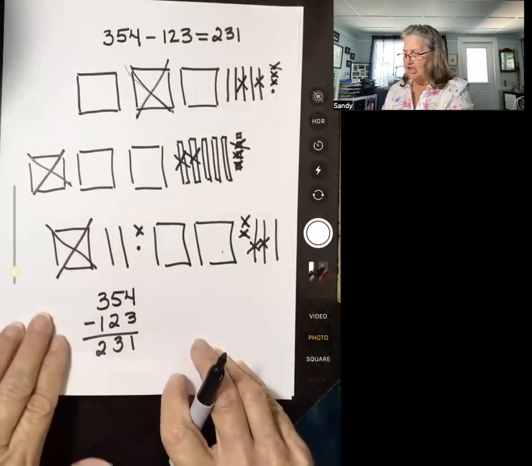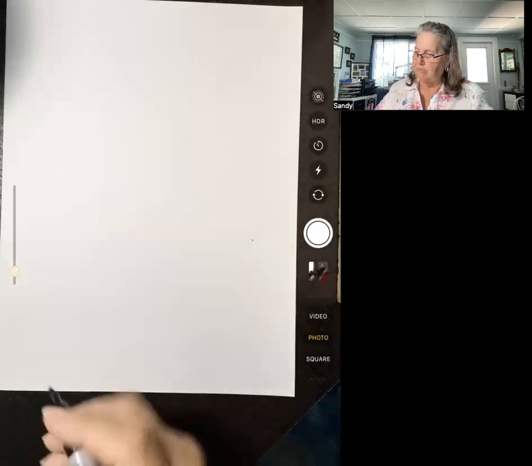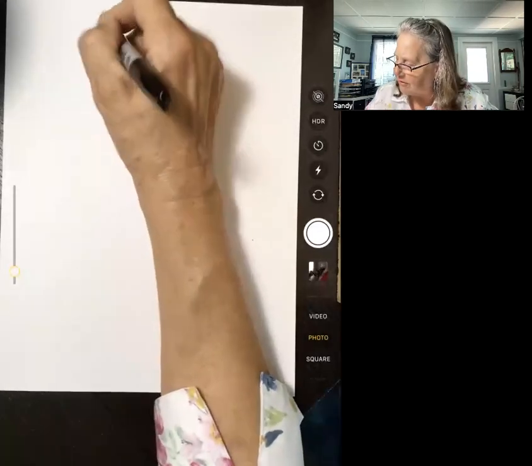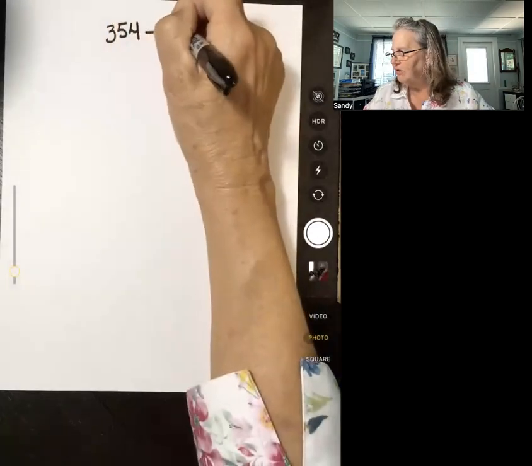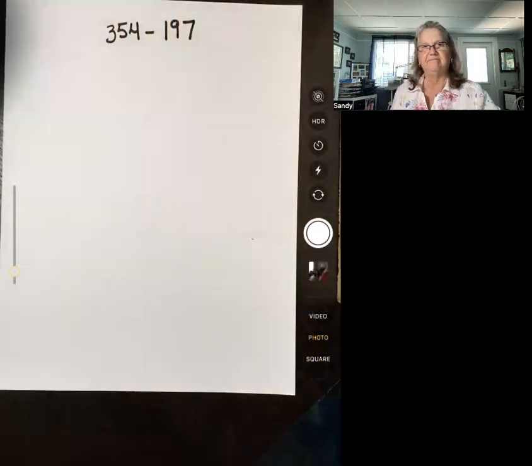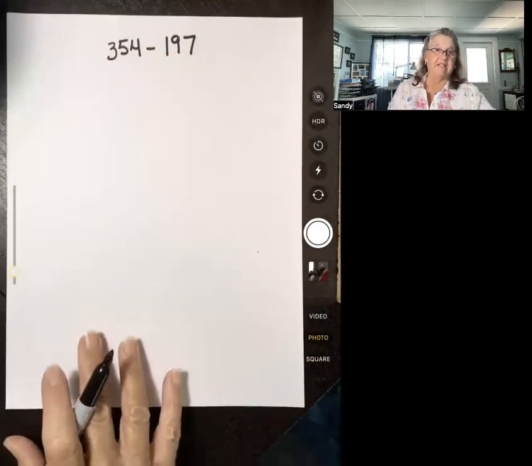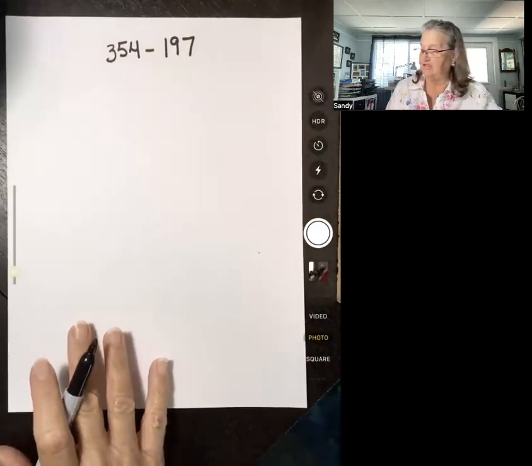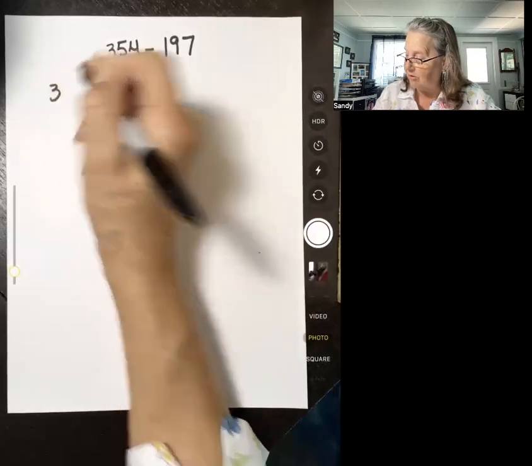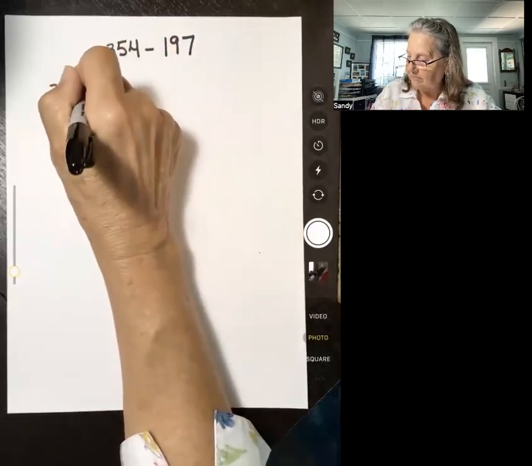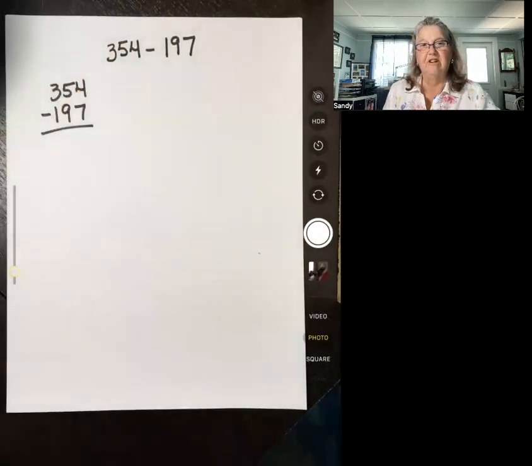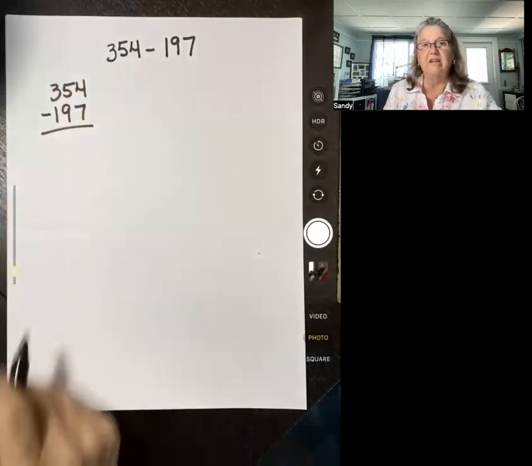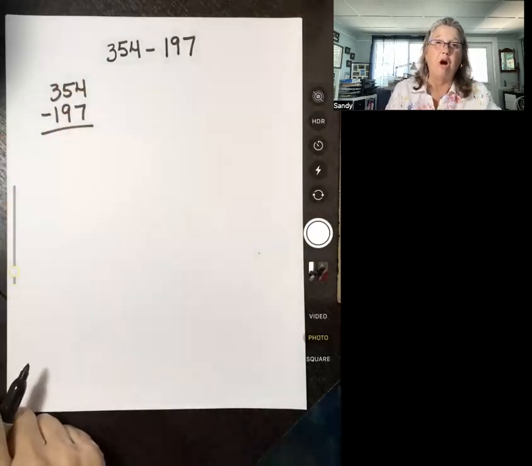Now, all well and good when you have enough of each unit, but what if instead of 354 minus 123, we were going to remove 197? Now, these were regrouping type problems. When I learned how to do this, they had to be written vertically. It had to be aligned, right? And we did something when I was in school called borrowing. Now we'll call it regrouping.